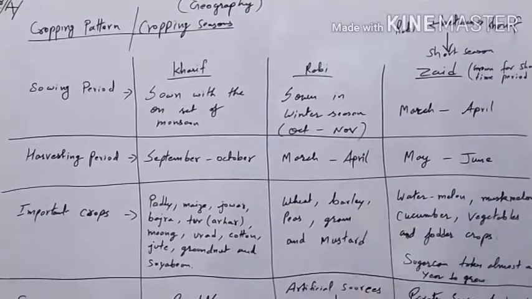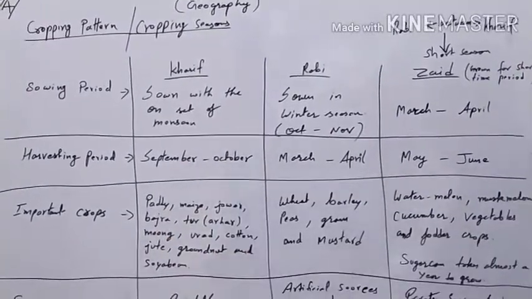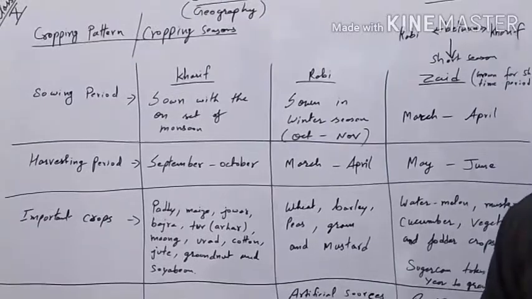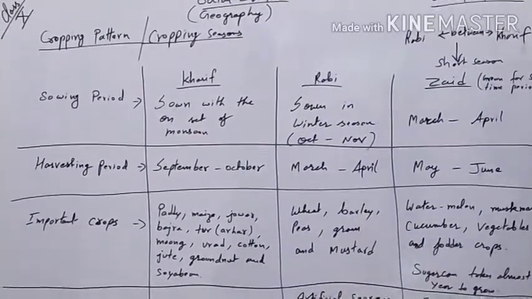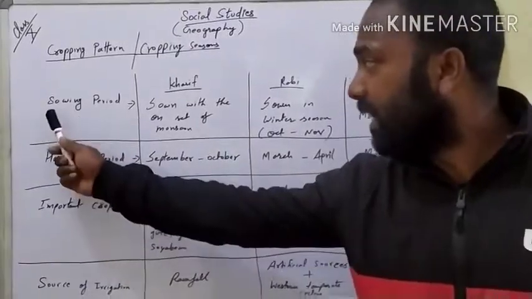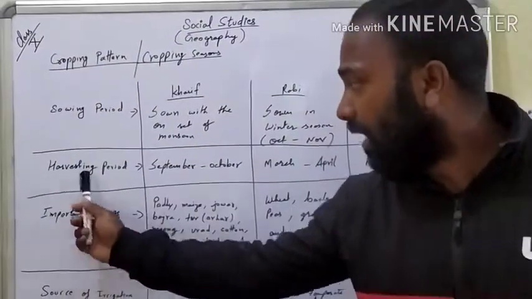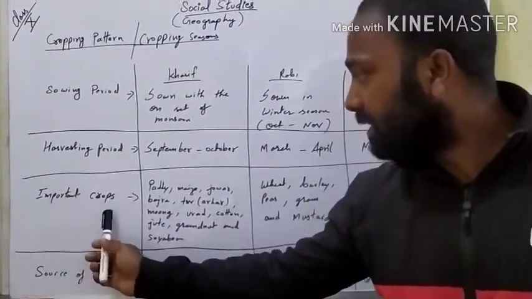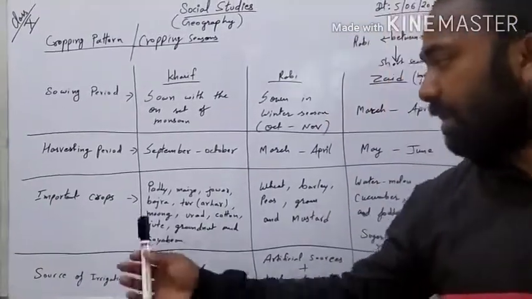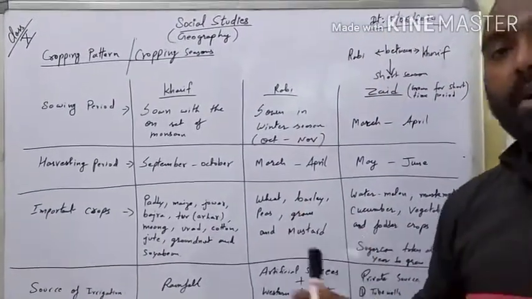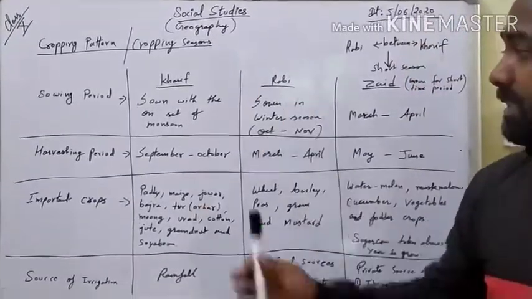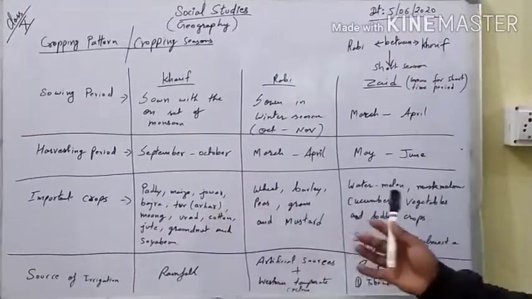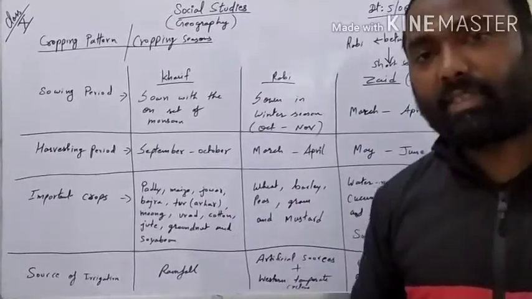I have divided it into three different types, and in table form we will be able to understand this in a better way. So let us start. On the left hand side you can see sowing period, harvesting period, important crops, source of irrigation, and one more thing we'll be understanding, the places where these crops are grown. So in this table you'll understand with these four points, in addition to the place.